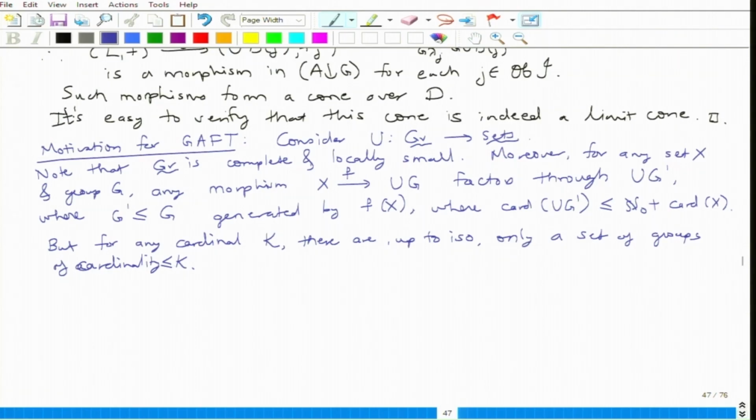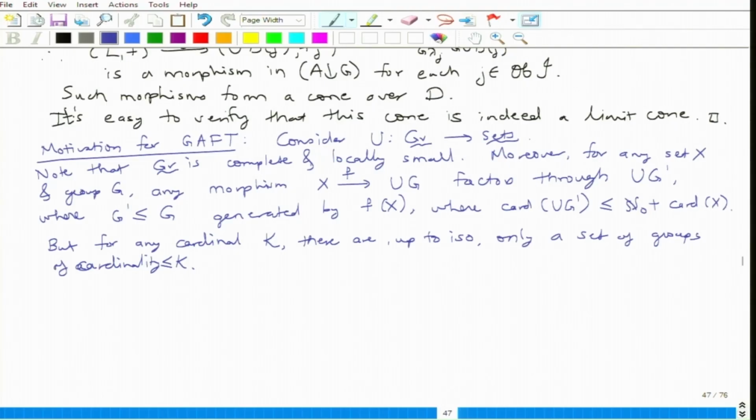I mean, you can do it with any algebraic category actually. Even if I replace groups with abelian groups, modules, it doesn't matter. You just have to close it under certain operations. So are you convinced with this? That up to a certain cardinality, there is only a set of groups up to isomorphism.